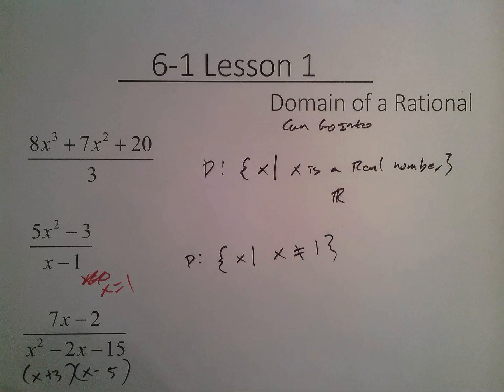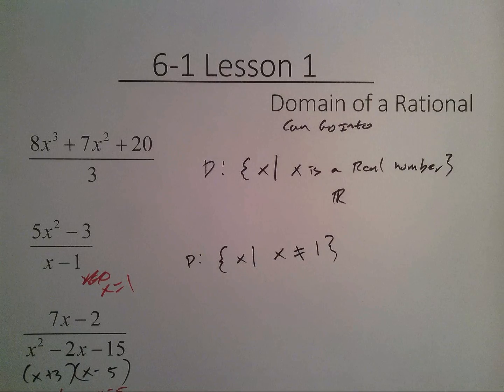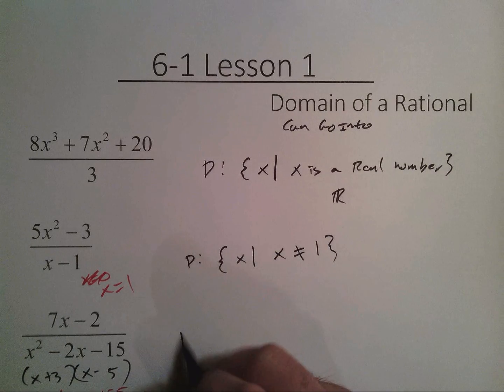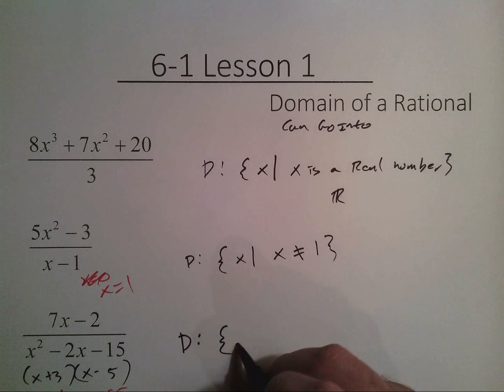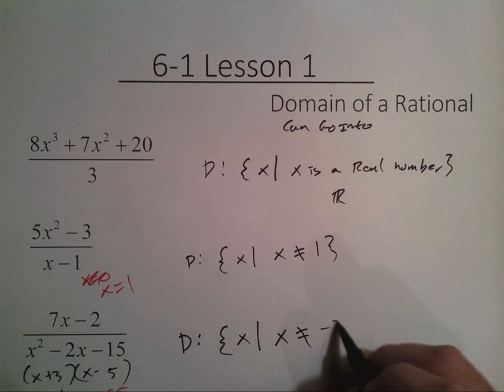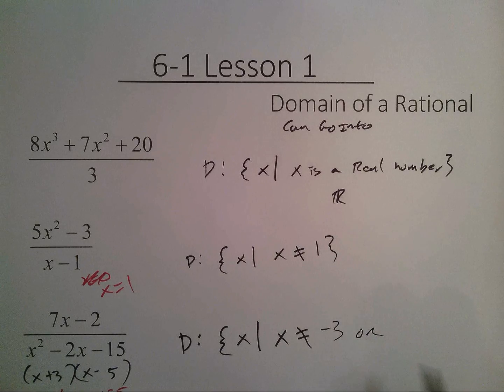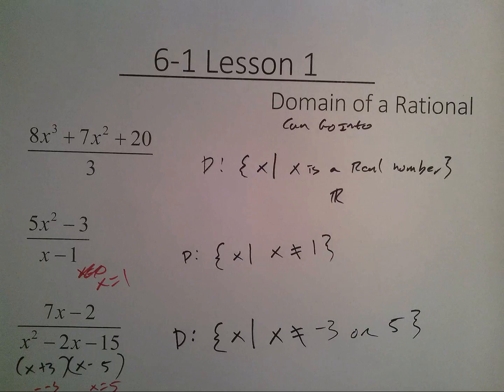Well, what makes this one equal to 0? What makes this one equal to 0? So those are the two numbers that we cannot have. In other words, our domain is going to be a set of x's such that x does not equal negative 3 or 5. Alright, pretty much that's it for the first lesson.